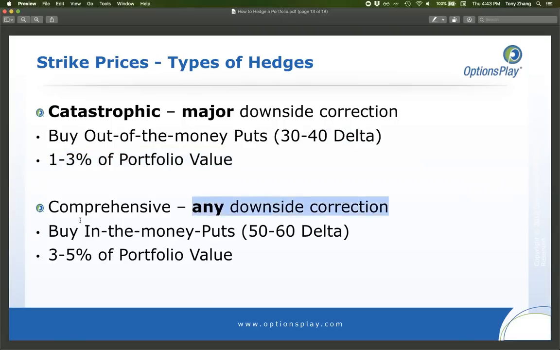It's going to cost you a lot more, but this is where you buy an in the money put option, so about 50 to 60 delta, and this will cost you roughly 3 to 5% of your portfolio value. So what I want to show you guys is these 2 types of hedges side by side, show you how they perform so that you can make the decision as to which one's best suited for you, because I think that what I'm going to show you may not be as intuitive and may not be what you're expecting.